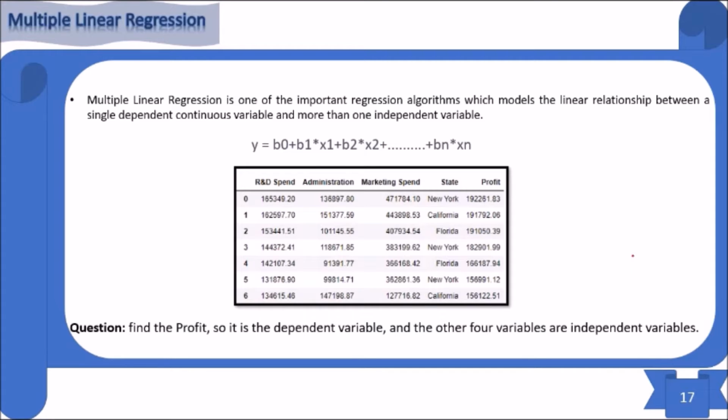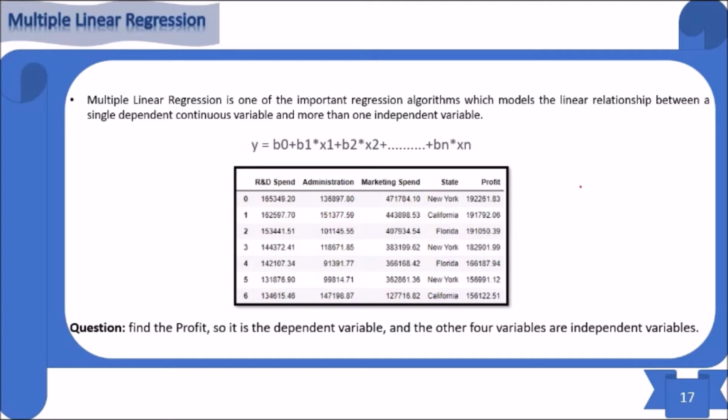Multiple linear regression is closely related to simple linear regression. The difference between simple linear regression and multiple linear regression is the number of independent variables. Okay, so the simple linear regression model predicts the value of your dependent variable based on the value of a single independent variable. In case of multiple linear regression, the value of the dependent variable is predicted based on more than one independent variable.